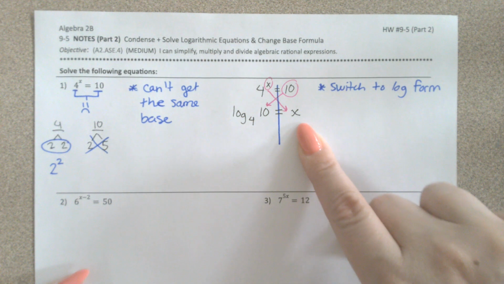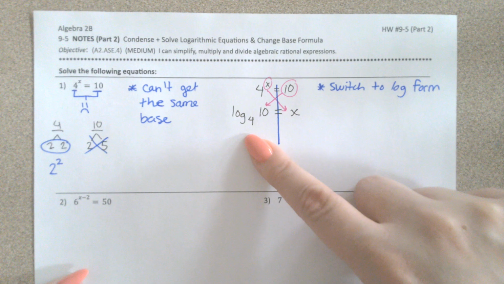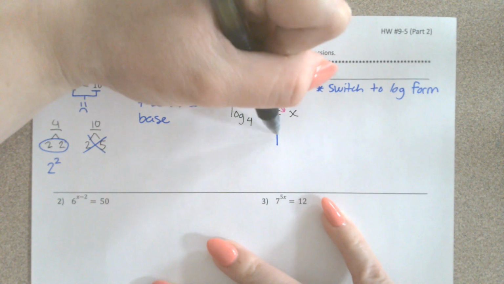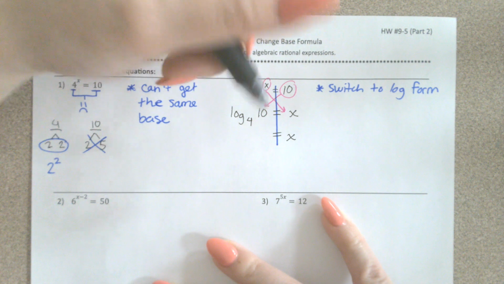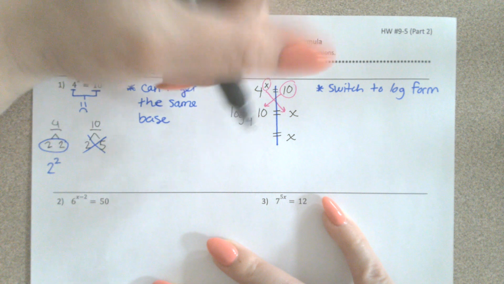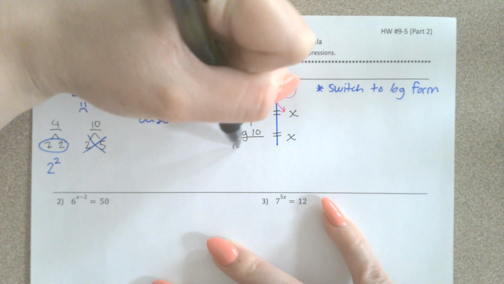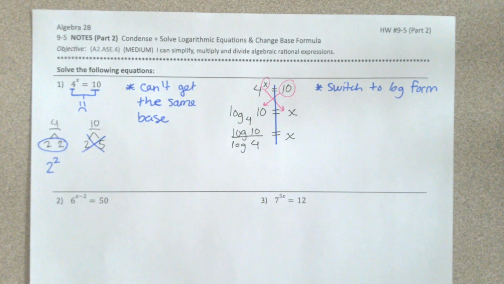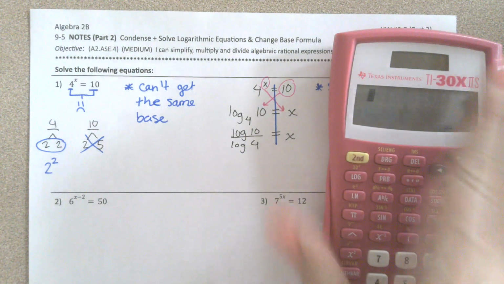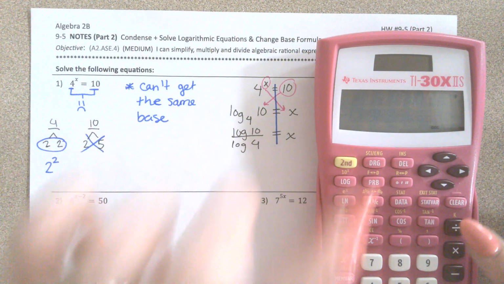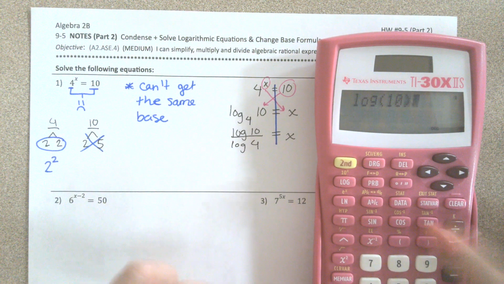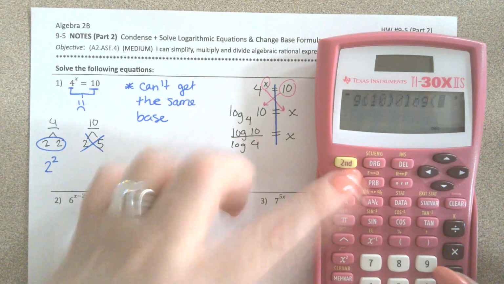And notice our x is already solved for us. All we have to do is figure out what this number is. And we can easily do that. We can plug it into the calculator. Change of base formula. This is log of 10 divided by log of 4. So grab out your calculator. Don't forget to close off those parentheses.